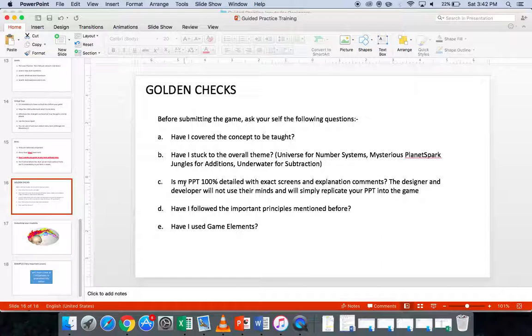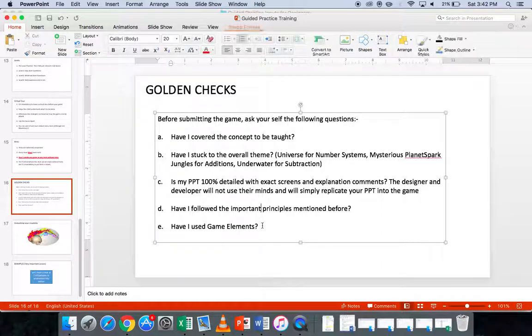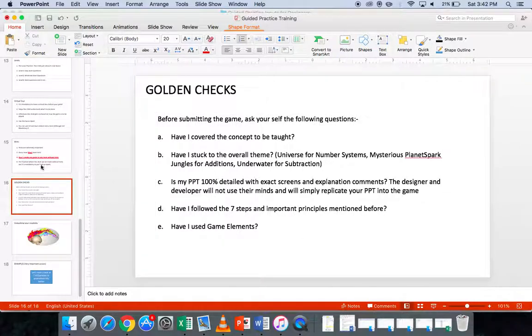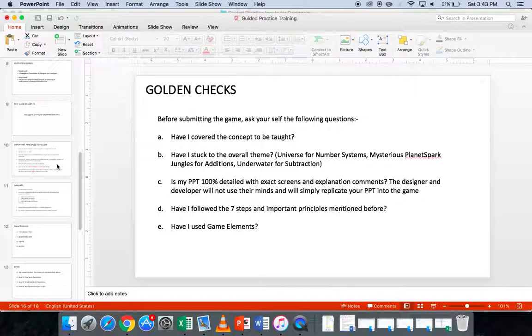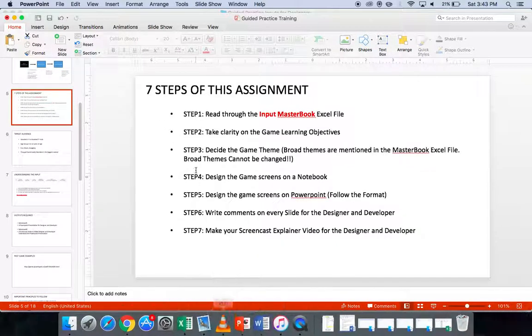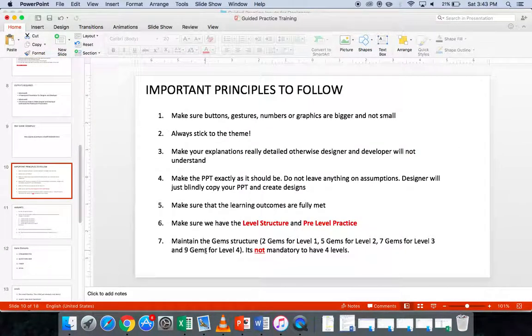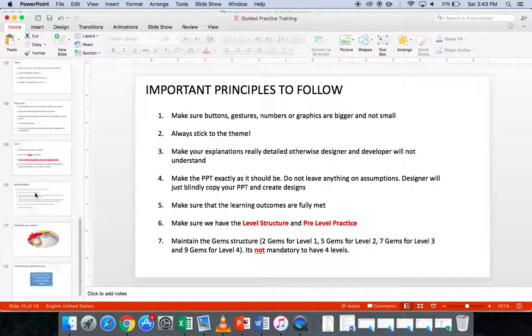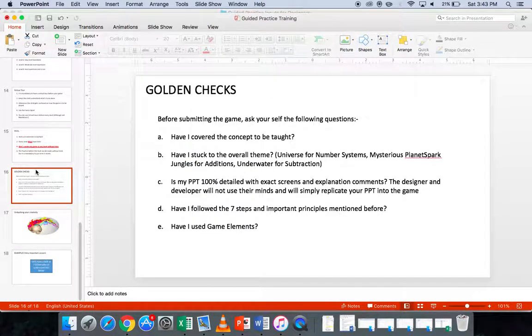So, if the answer to the third question is yes, then you move to the fourth question. The fourth question is, have I followed the important steps, the 7 steps, and important principles mentioned above? When I say the 7 steps, the question that you need to ask is, have I followed each one of these 7 steps? And have I followed each one of these principles or not? You need to ask yourself that question before you make the submission.